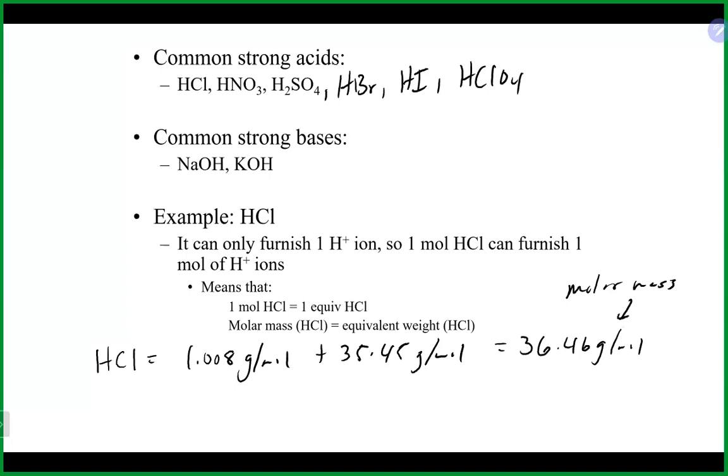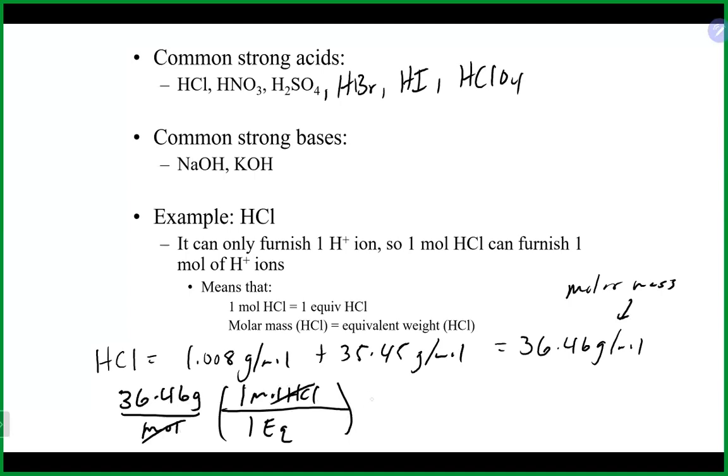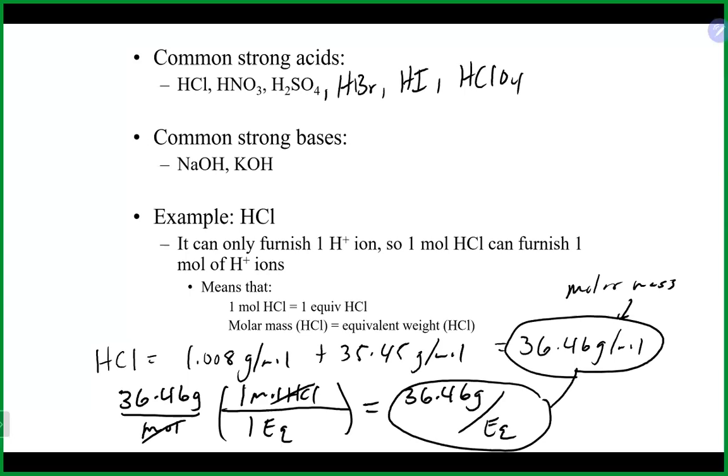If we look at this relationship between our moles and equivalents, 1 mole of HCl will give us 1 equivalent. So the moles of HCl will cancel, and you'll end up with 36.46 grams per equivalent. That is the equivalent mass, which is the same in this case as the molar mass, because it's a 1-to-1 relationship. So for monoprotic acids, the equivalent mass and the molar mass will be the same. Obviously, if it's not a 1-to-1 relationship, the equivalent weight can be different than the molar mass. Any questions on that?